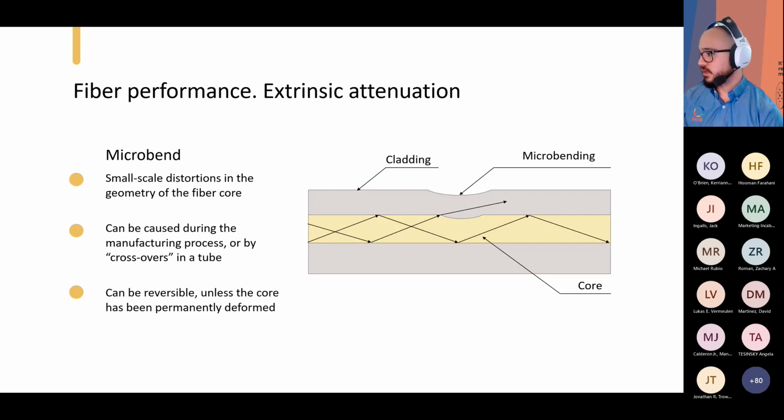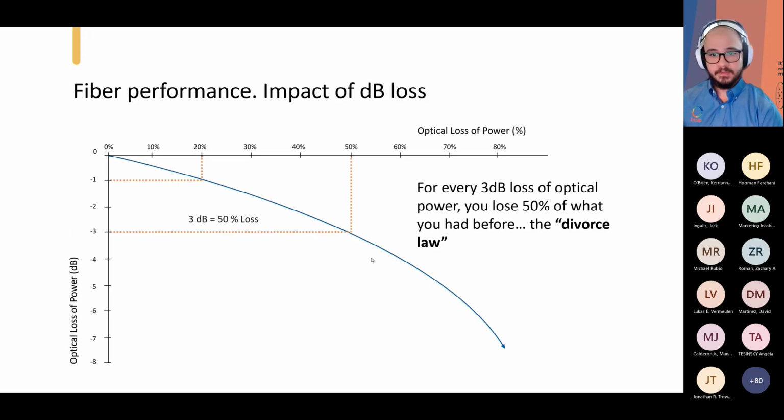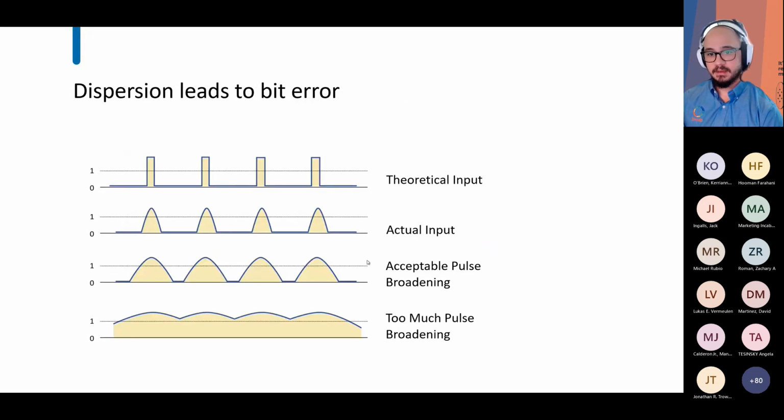Can some distortion and loss be overcome through software? Yes. Back on this dispersion slide, the acceptable pulse broadening can be overcome by software, but once you hit a certain limit, like too much pulse broadening, software can only do so much. But software can be used to reduce bit errors.